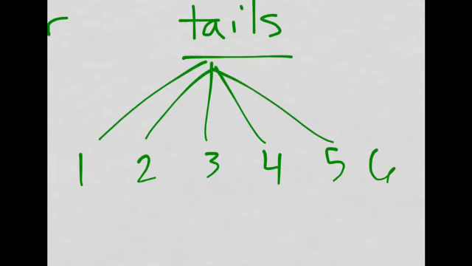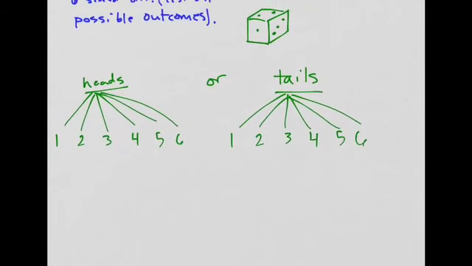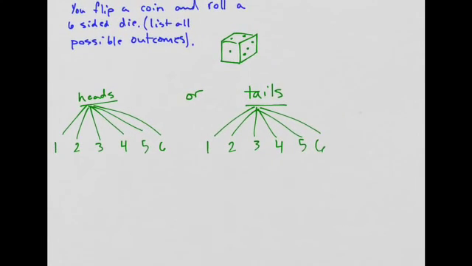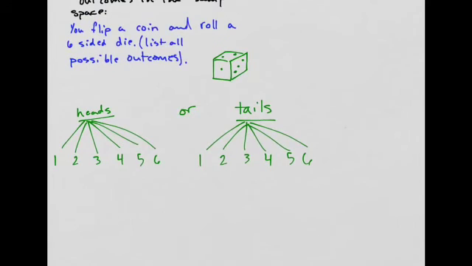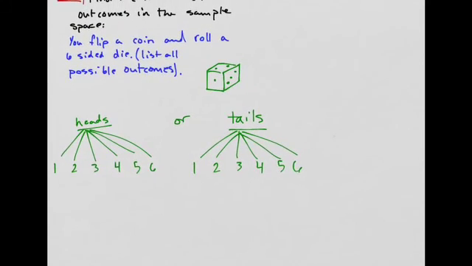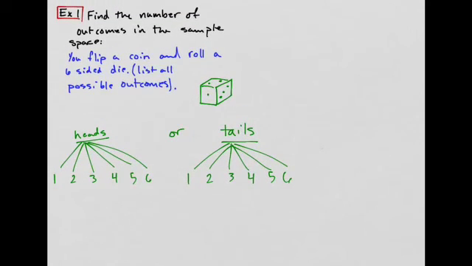So what is the total number of outcomes? There are 12 total outcomes. The sample space is 12 because I could have done heads 6 different ways with the 6 different numbers on the die, or I could have done tails in 6 different ways. 6 plus 6 is 12. So find the number of outcomes. The number of outcomes is 12.